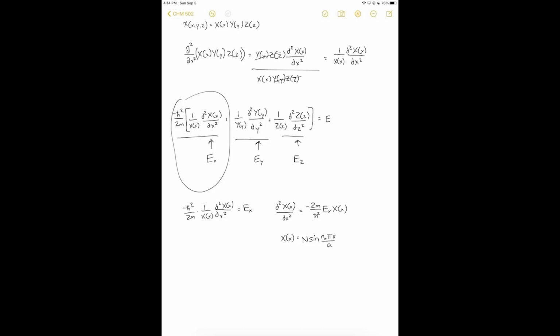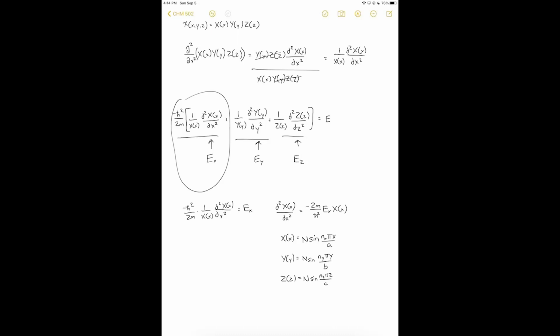And that means that the same is going to be true for the following. So our Y as a function of y is going to be N sine n_y pi y over b, and our Z function is going to be N sine n_z pi z over c. So here we have these three functions that are all solved the exact same way that we solved this function last time. What does that mean for the wave function?